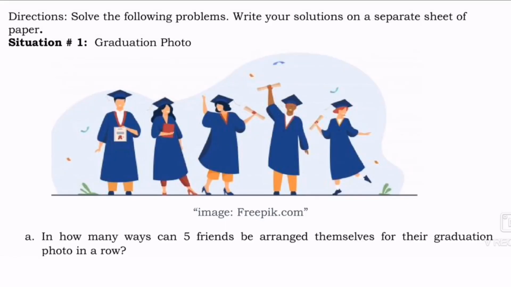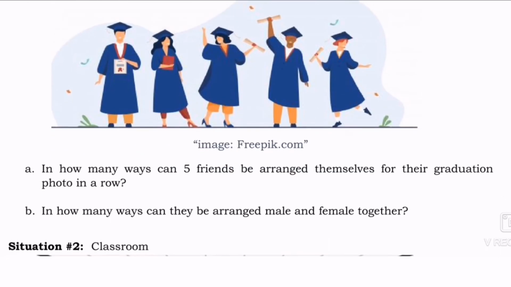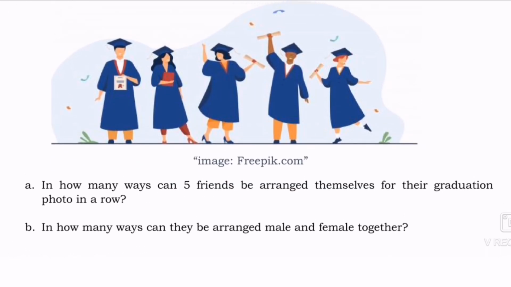Solve the following problems. Write your solutions on a separate sheet of paper. Situation number 1: Graduation photo. A. In how many ways can 5 friends arrange themselves for their graduation photo in a row? The answer is 120. B. In how many ways can they be arranged with males and females together? The answer is 10.